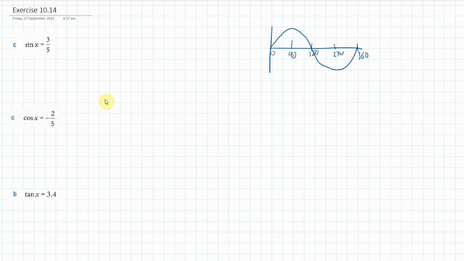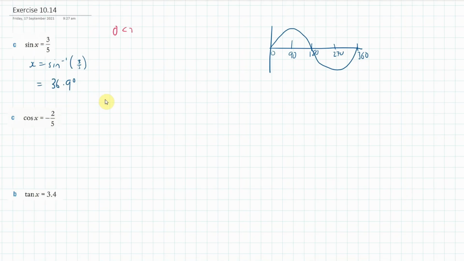Now, what we do to find x, our first step, is to go x is equal to the inverse sine of 3/5. And this will give us our principal value. So you go inverse sine 3/5, and you'll get 36.9 degrees, rounded.